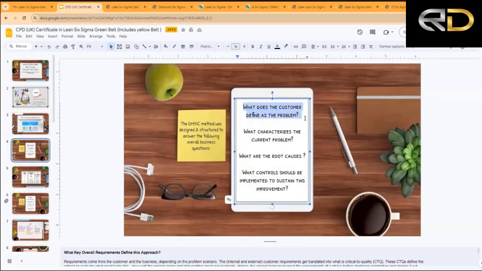What does the customer define as the problem? The customers are saying they want a faster response from the lending company. The bank is taking too long to get back to the application. What are the characteristics of this problem?